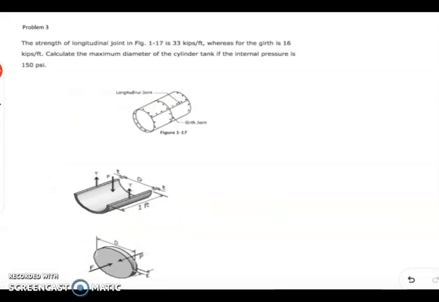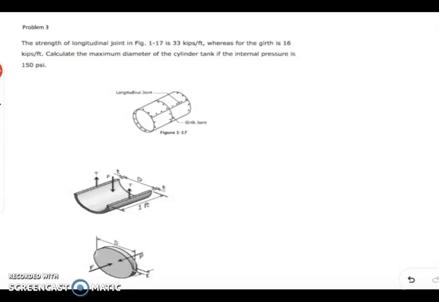Problem number 3, the strength of longitudinal joint as shown in the figure is 33 kips per feet, whereas for the girth it is 16 kips per feet. Calculate the maximum diameter of the cylinder tank if the internal pressure is 150 psi. So we are given with the force on the longitudinal joint, which is 33 kips per feet, and on the girth this is 16 kips per feet, and we are given with the internal pressure, which is 150 psi.